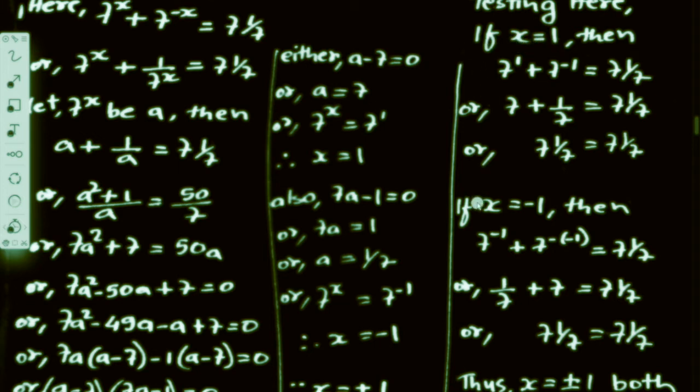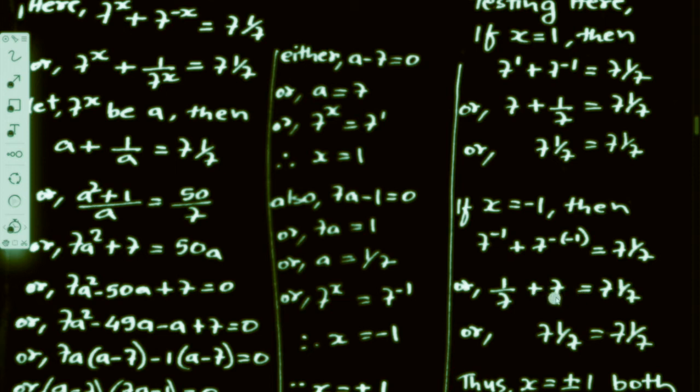Again, the next value for x is minus 1. If x equals minus 1, then we see here 7 power minus 1 plus 7 power minus minus 1. The double minus should be placed here. 7 power minus 1 means 1 by 7, plus, now here minus minus should be changed into plus, and the 1 means nothing, 7. So 1 by 7 plus 7 equals 7 plus 1 by 7.